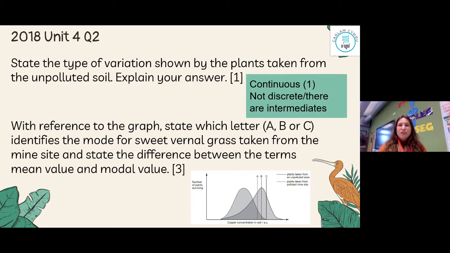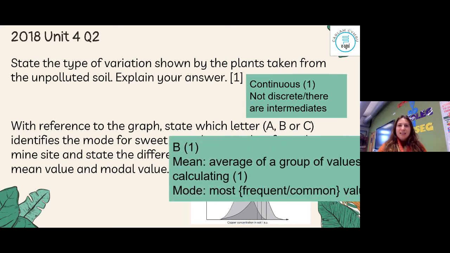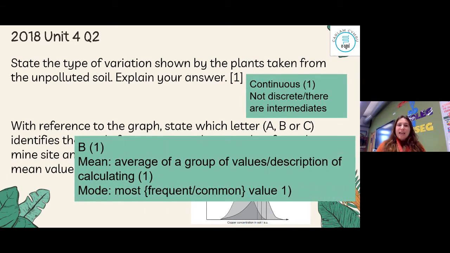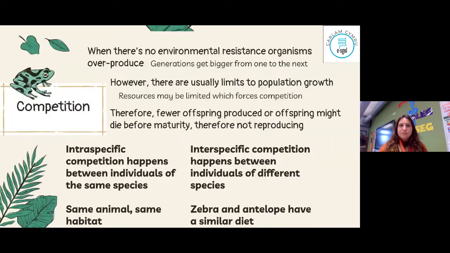So it's showing continuous variation because there aren't separate groups. Hopefully you got that. And here it's B, so you can see there it's B. And mean is the average of the group, and mode is the most frequent, the most common value. Let's look at competition quickly.